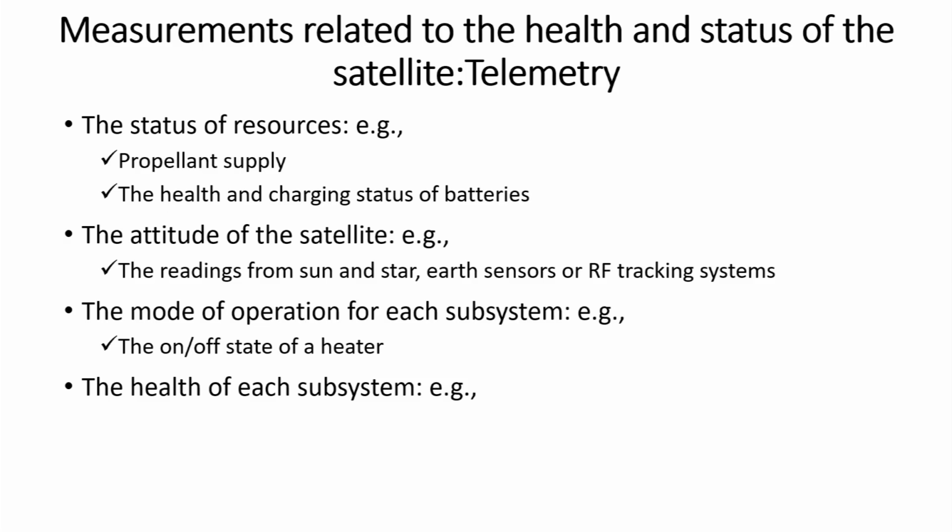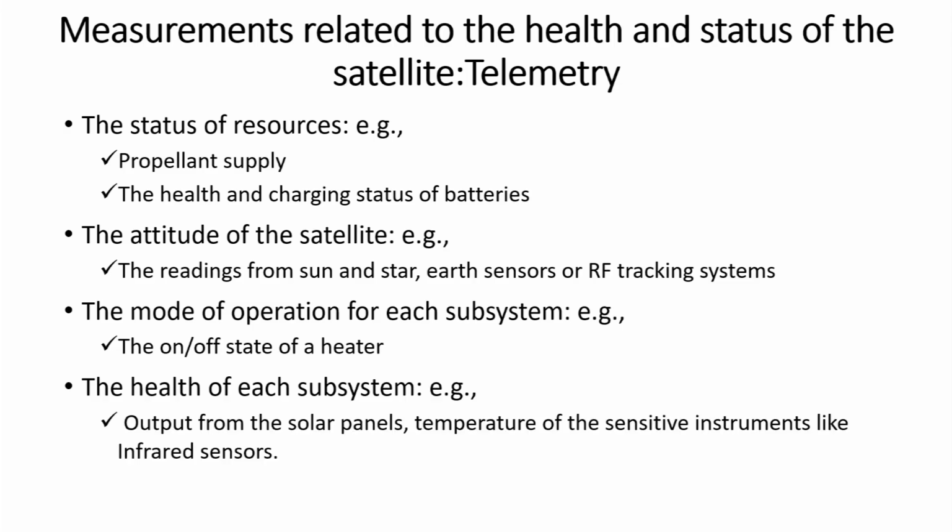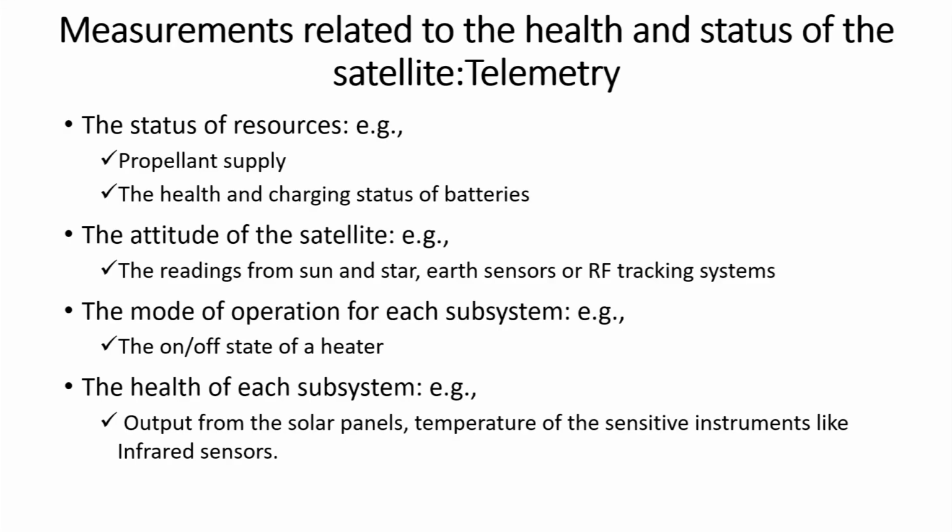Of course, the health of each subsystem. Each subsystem will have different types of parameters by which we can know its health. For example, the output from the solar panels, the voltage and the current, can be measured. Then the temperature of sensitive instruments like infrared sensors. Infrared sensors need to be maintained at a very low temperature, so we check whether the temperature has been maintained or exceeded. These are the different measurements done by the telemetry subsystem.